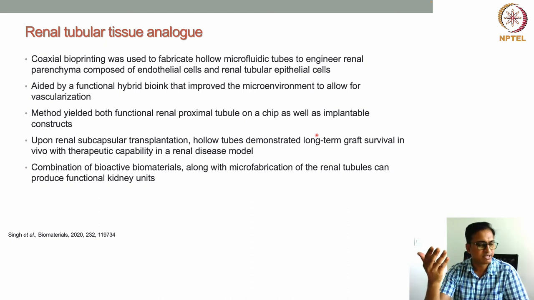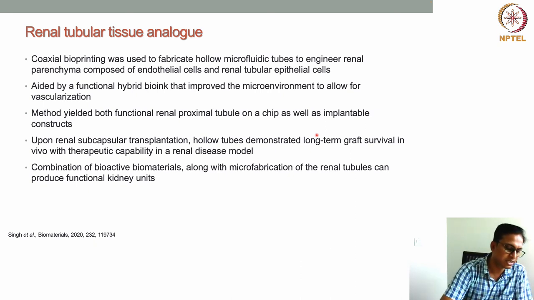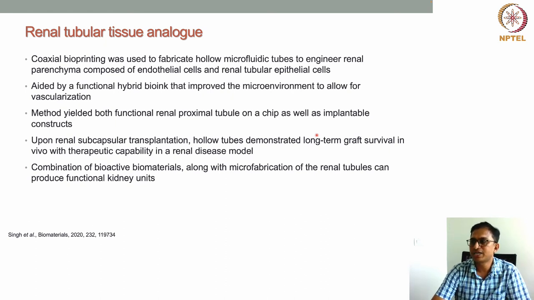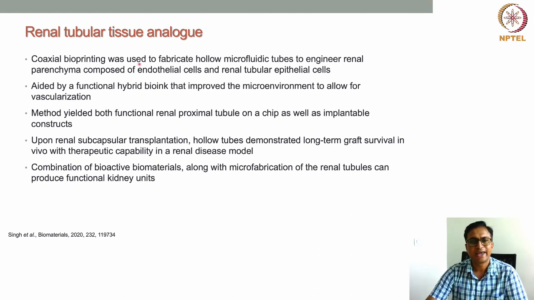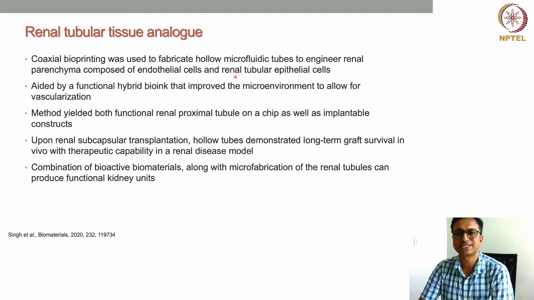Like they have used kidney matrix, decellularized kidney matrix. So they have decellularized the kidney and thrown out all the cells, then collected that matrix, and a hydrogel was developed from that. Then when you incorporate cells into the hydrogel, like tubular tissue-specific epithelial cells and other types of cells, you can develop this specific bioink, and that bioink was used to generate these hollow microfluidic tubes for engineering this renal parenchyma composed of endothelial cells and renal tubular epithelial cells.